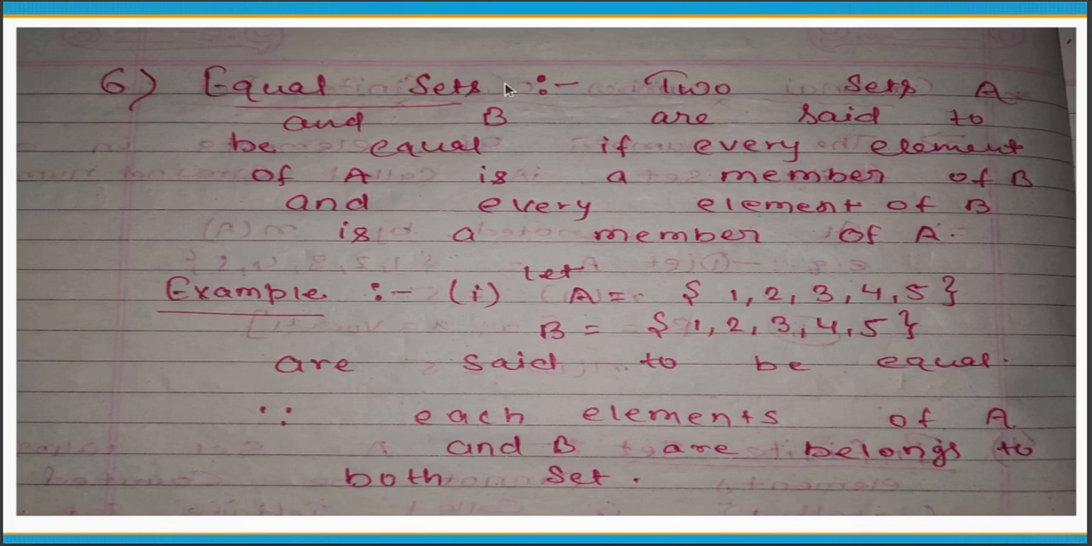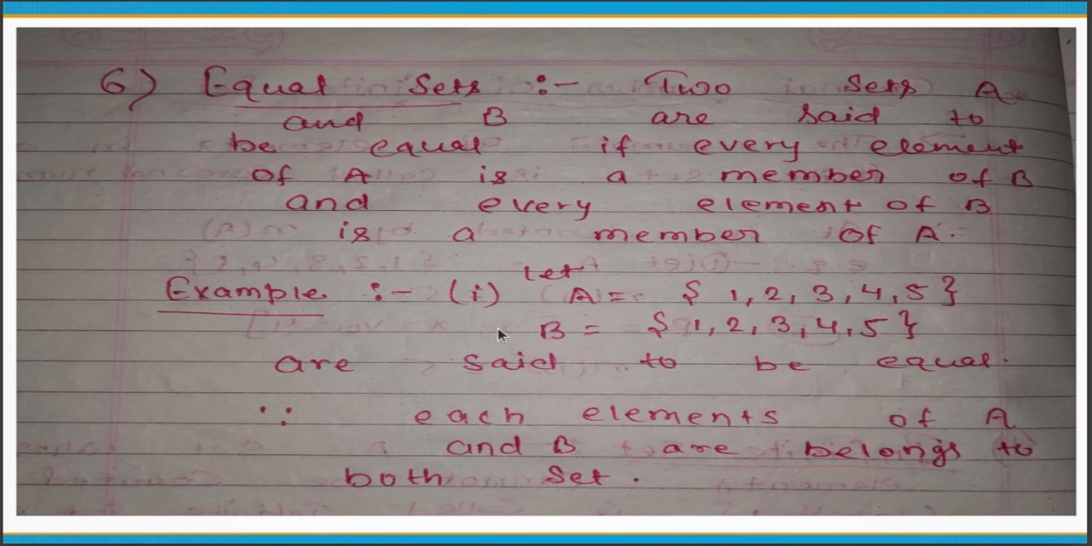Equal sets. The sixth type of set is the equal set. Two sets A and B are said to be equal if every element of A is a member of B and every element of B is a member of A. It means all elements of set A are in set B and all elements of set B are in set A.